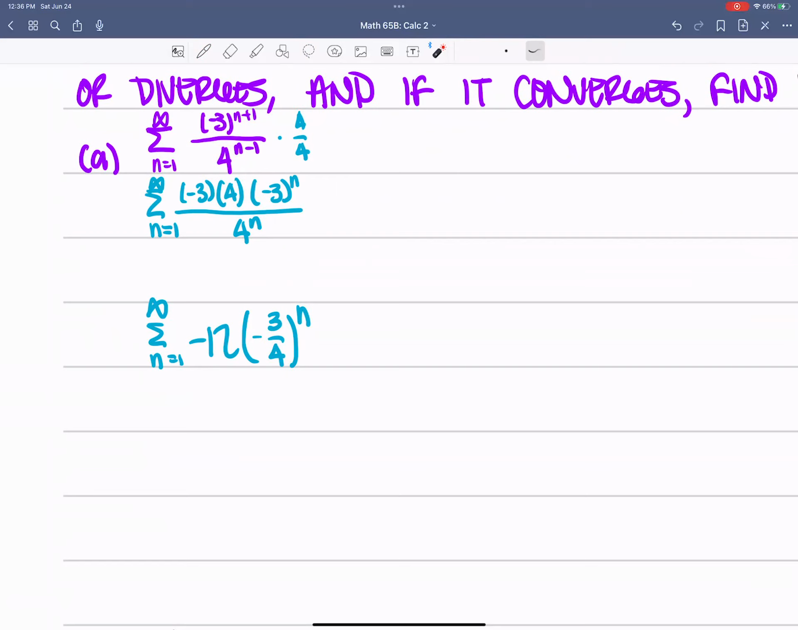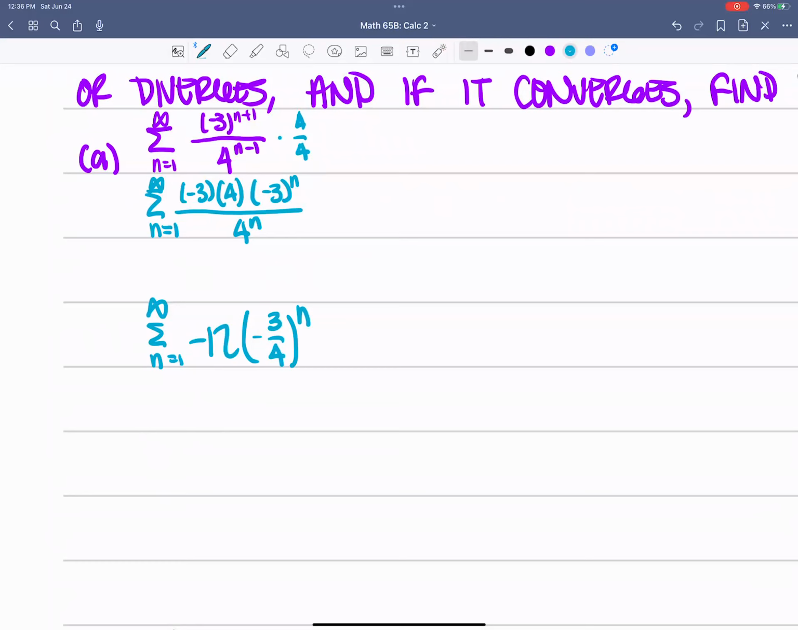So from here, our first term, let's just make sure that we have everything correct. So the first term here is a +9. So when we let n equal 1, we have -12 times a -3 over 4, positive, and then we have 3, 9. Yeah, so we're good here.